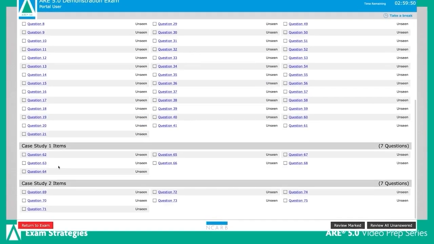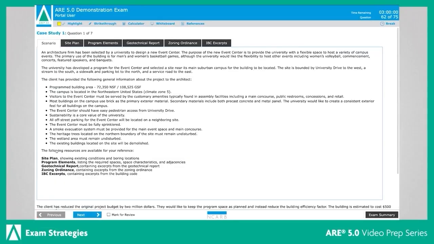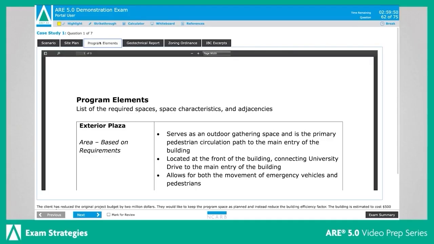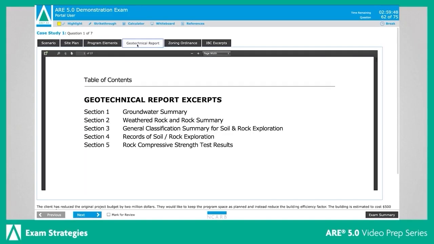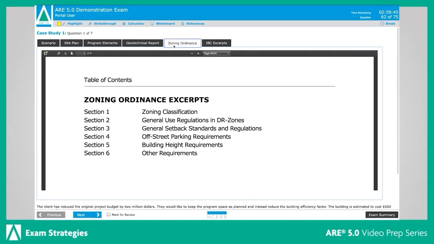Each case study will introduce a project scenario and include a set of related resource documents. The resources will vary depending on the division, but additional time has been built into the test so you can familiarize yourself with the documents before you answer the related items.